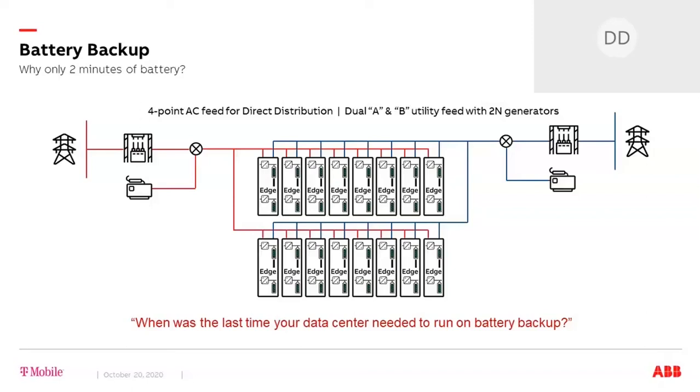We stopped having these events when we added an N+1 generator redundancy scheme. In addition, our latest 2N generator strategy is even more reliable than that. With direct distribution architecture, we're replacing a giant battery plant with 4 independent AC sources, dual utilities, and dual generators, any one of which can support the full load if needed.